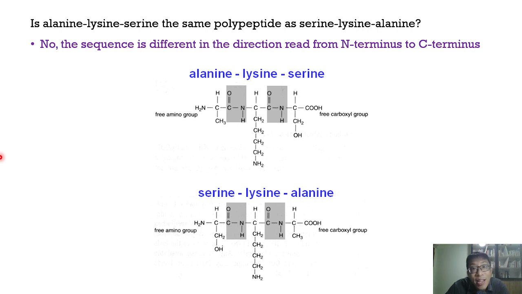This question is meant to show that even though two different peptides are made of the same amino acids, when the sequence from the N terminus to C terminus is different, they are two different peptides.